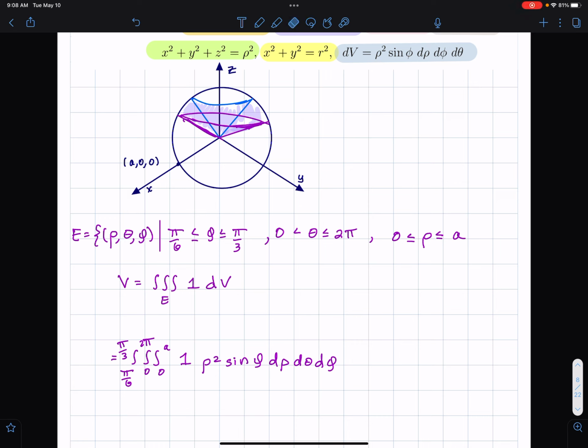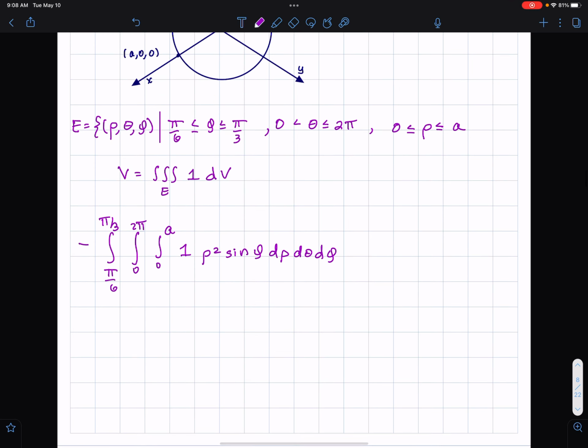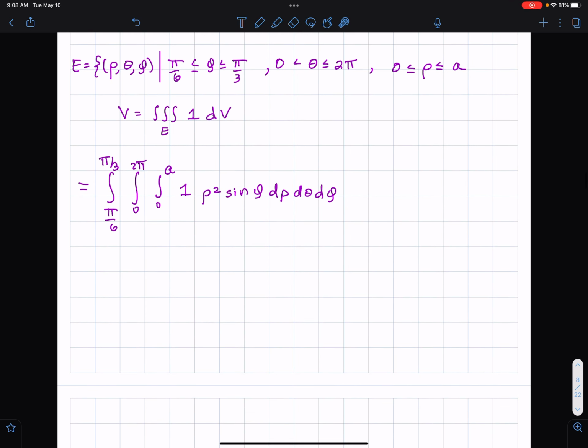Let me try to make it a little more neat. Okay, so rho goes from 0 to a, and then 0 to 2 pi for theta, pi over 6 to pi over 3 for phi. Okay, now we have a function of rho, a function of phi, and maybe the function of theta is just 1. And these right here are constants for our bounds.